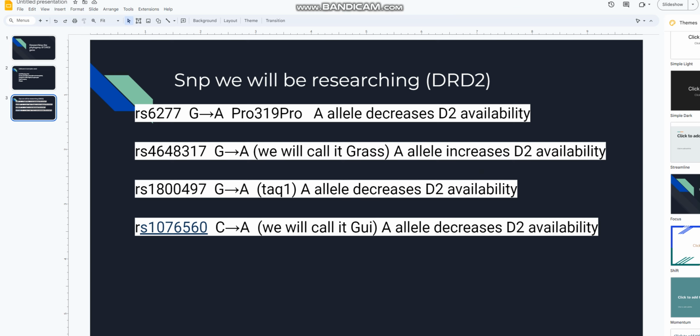And here are the SNPs that this video is about. Basically, the relationship between these four SNPs, how they're typically inherited, what's typically inherited together with what. That's what it's all about. We're making a phylogenetic tree.